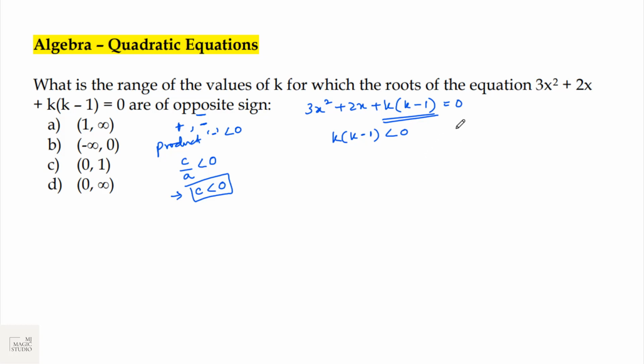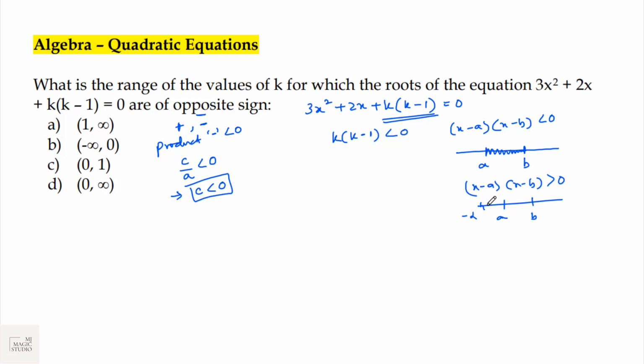Good. Suppose x minus a into x minus b is less than 0, and a is less than b. On the number line we would be plotting values of x like this, a and b. If it is less than 0, then x should lie between a and b, and if it is greater than 0, x should lie between minus infinity to a and from b to infinity.